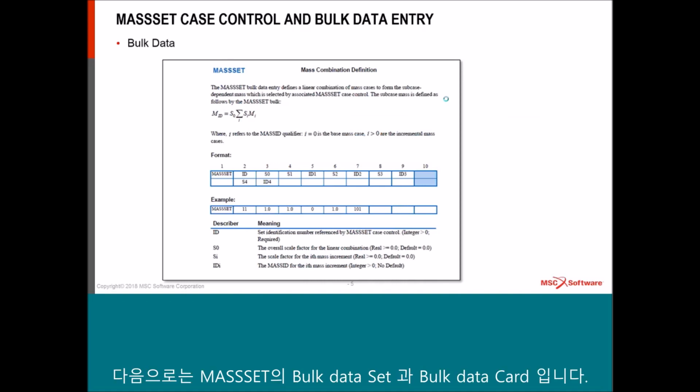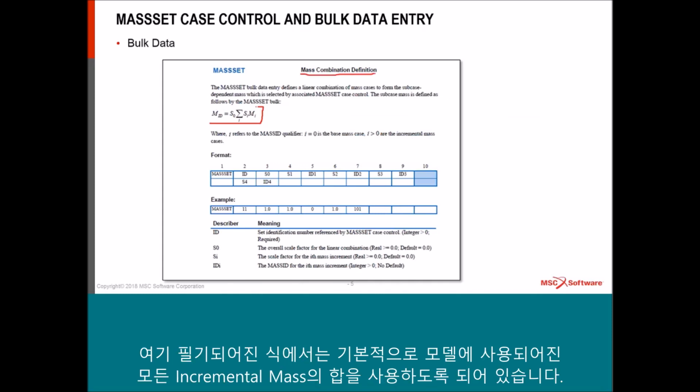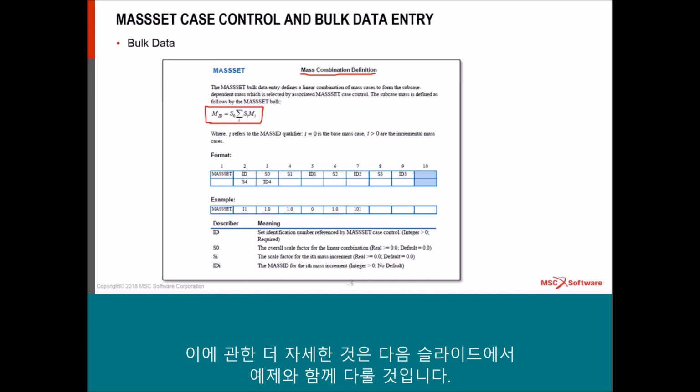The second component is the bulk data card of MASSSET. In this case, what the bulk data is really doing is defining a mass combination definition. So you're really putting down this equation here, which is a summation of all the incremental mass that you're going to be using for the model. I'm going to go through a little bit about this in this slide, but I'm going to be covering a lot more in the subsequent slides and examples.